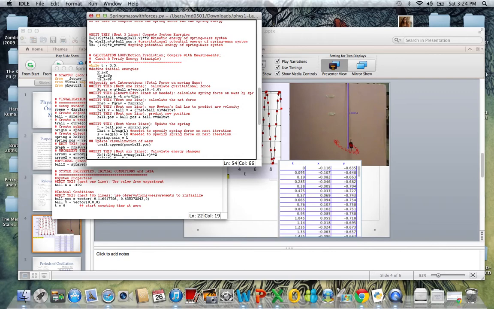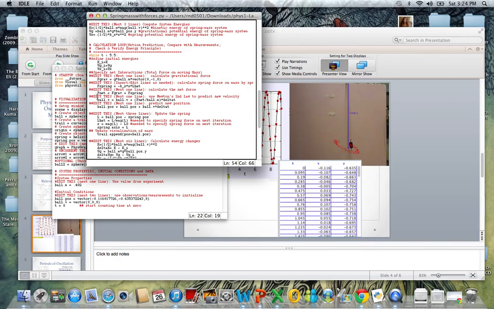Here's the force of the spring, which is the negative spring constant times s, the distance between the length and the relaxed length of the spring, and L hat, giving it direction. F net is equal to the force of gravity plus the force of the spring, because they're the only two forces acting upon it. We use Newton's second law to find the ball's new velocity.